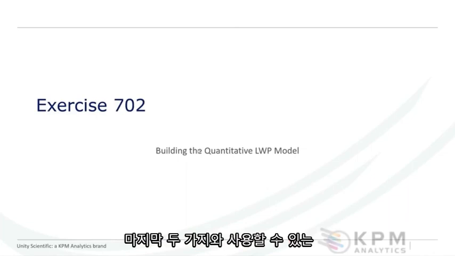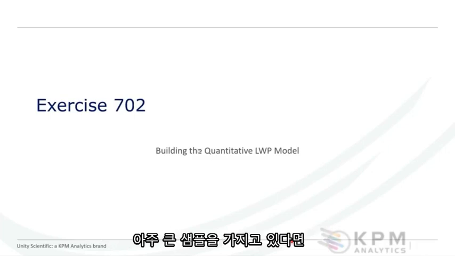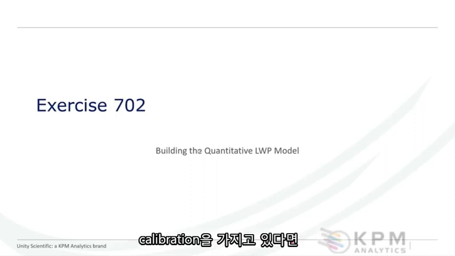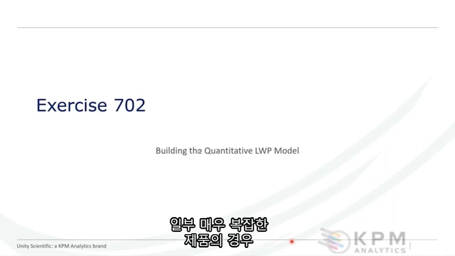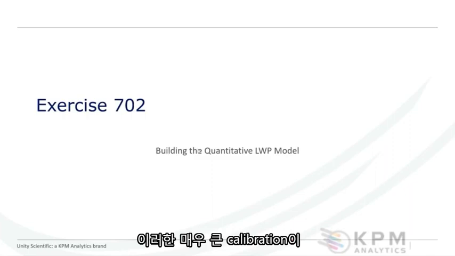So the last two that we're going to talk about are two techniques that might be used if you've got very, very large sample sets, okay? So if you've been doing this for a while and you've got a calibration file that might have 1,000 samples in it, that sounds pretty daunting, but for some very complex products like forages, for example, or compound feeds, you might want to have these very large calibration sets to describe an extensive amount of sample variation.